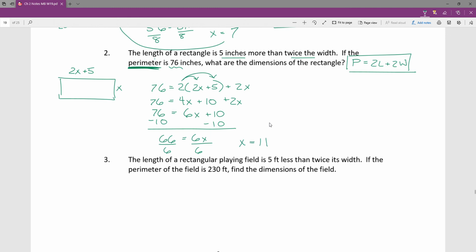When I get down to the bottom, I get that x equals 11. And I need to take that back to my let statement so that I can give an answer. Obviously, the x is going to be 11, but the length I have to do some figuring on. So that's 22 plus 5 or 27. So the rectangle, it asks for the dimensions of it, is 11 inches by 27 inches.